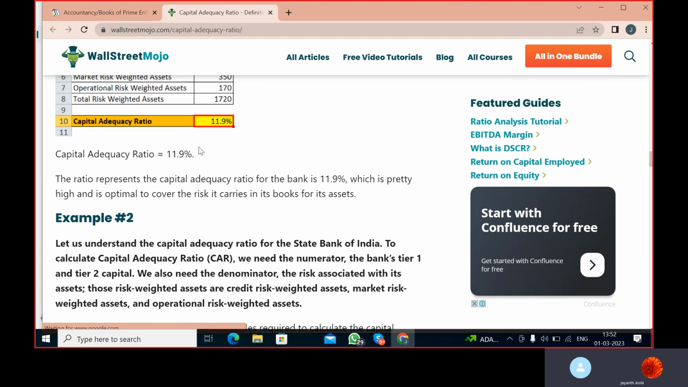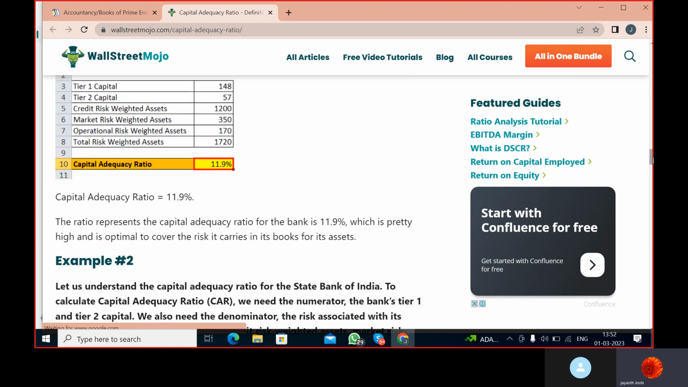So they have added tier 1, tier 2 capital total and divided by the risk weighted assets. The risk weighting, how to do it, is a lengthy process. So they directly took the figures and are showing it, just for understanding purposes. And they have 11.9% capital adequacy ratio.